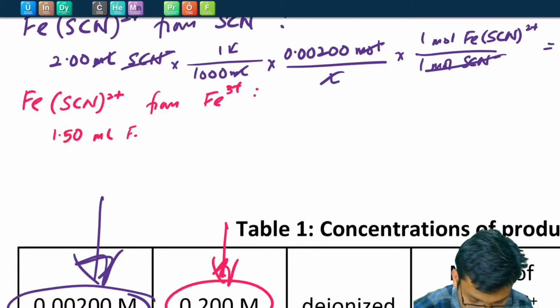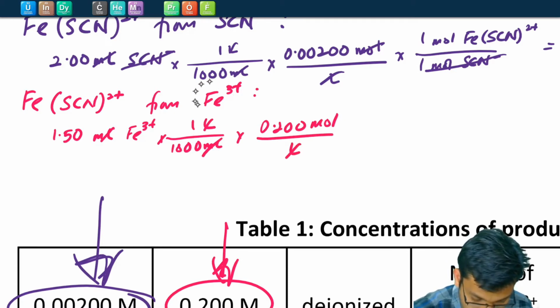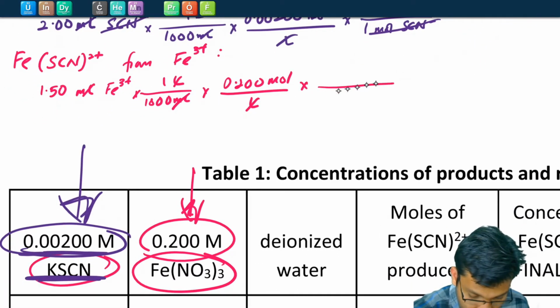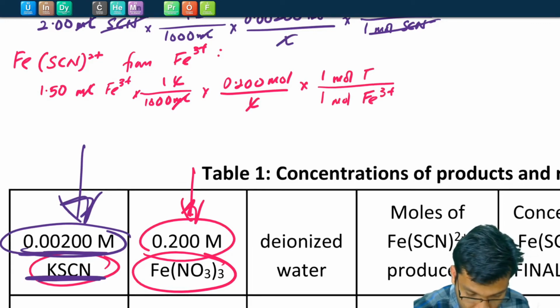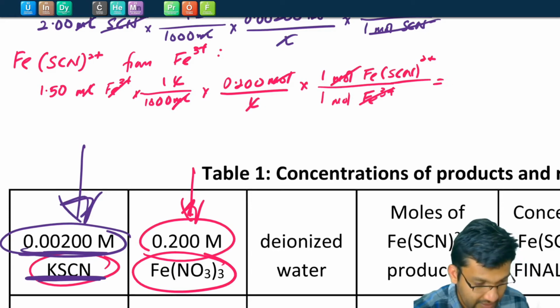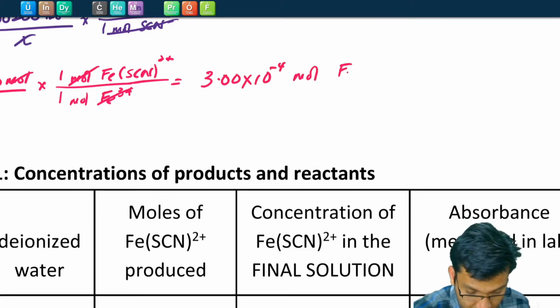milliliters of Fe3+, we convert first to liters, and then we multiply by the concentration. And this will give us moles of Fe3+. But we want moles of product, so we use the mole ratio. Again, it was just 1 to 1. So 1 mole of Fe3+ gives us 1 mole of our product. There we go, so that cancels there. And so if we run all of this in a calculator, I believe we get something like 3.00 by 10 to the negative 4 moles of product.